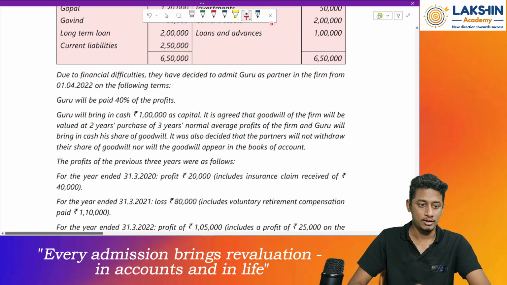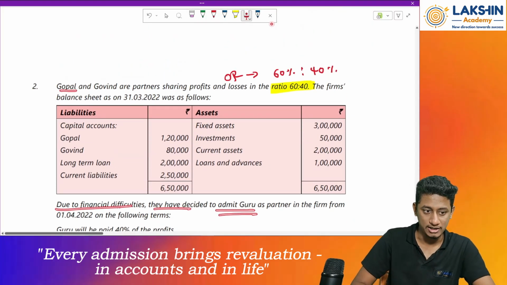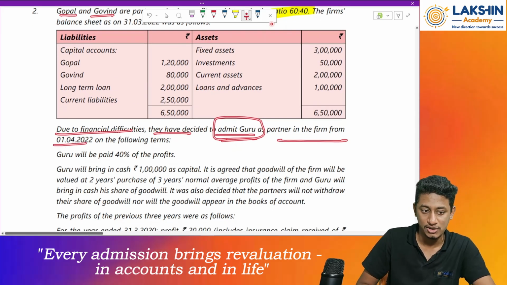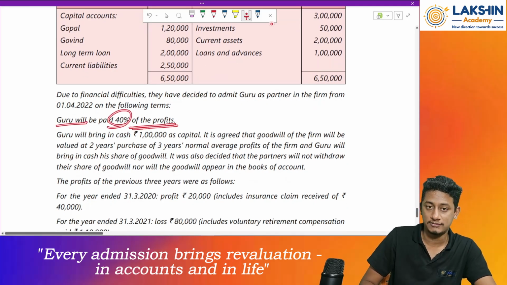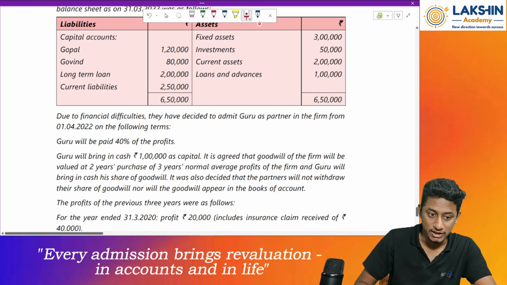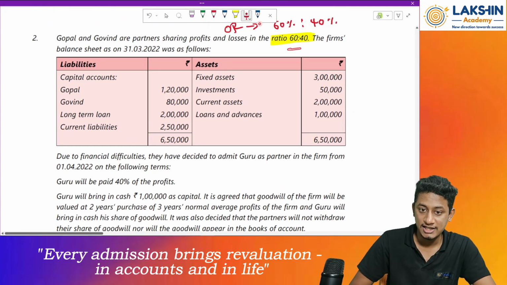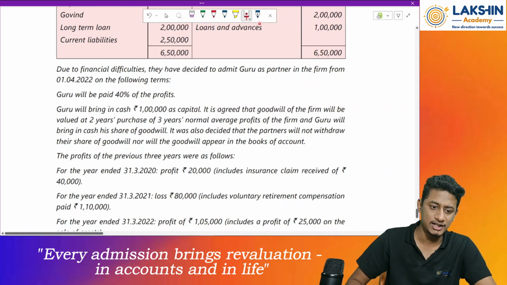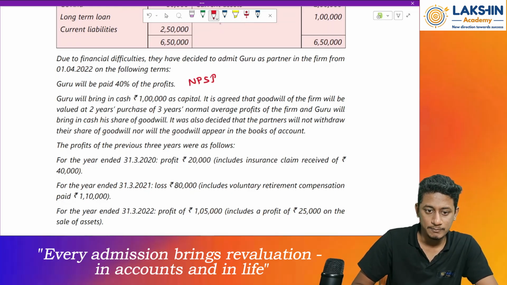Then going ahead. Due to financial difficulties, they have decided to admit Guru. Okay, these were two partners, Gopal and Govind. They are admitting whom now? Guru, as a partner in the firm from the 1st of April 2022 on the following terms. What are the terms? Guru will be paid 40% of the profits. Now, because of this 40%, what to do? Change 60:40 to 60% and 40%. Both are one and the same. There is no difference in that. Clear? So 40% of the profit. This is the new profit sharing ratio, NPSR, of Guru, the new partner, which is 40%.